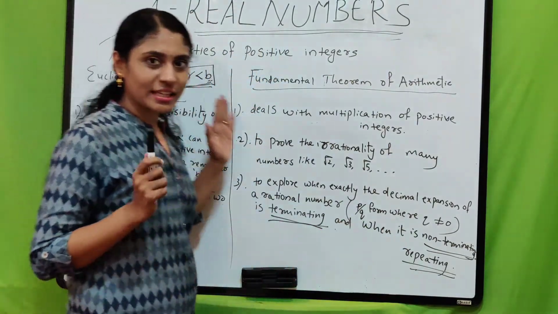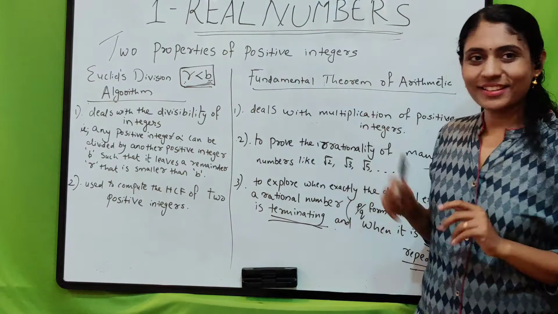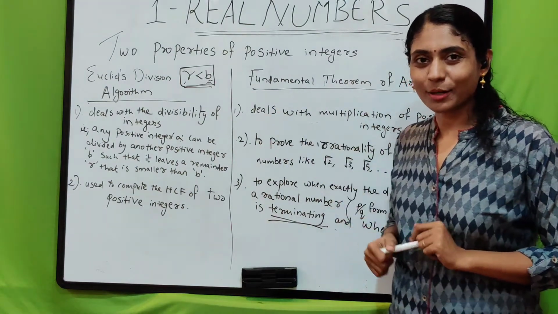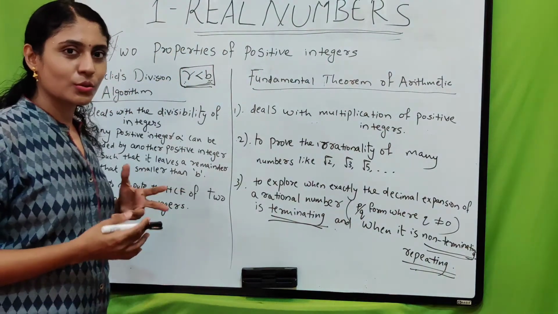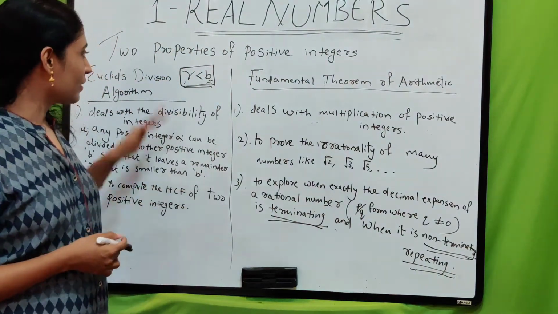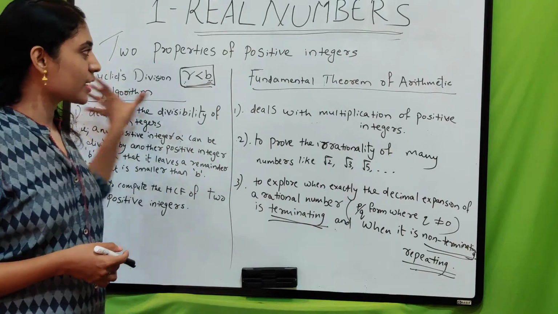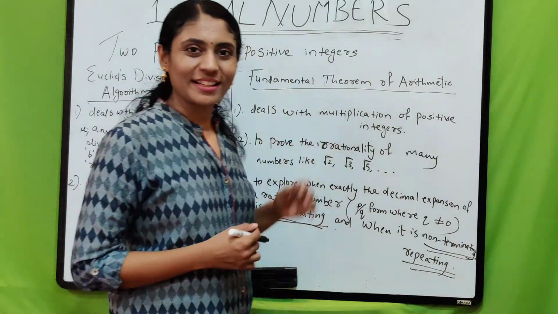Understood? So take these notes: Euclid's division algorithm and the fundamental theorem of arithmetic. It's very easy. Shall we go to the next one? Understood the difference between Euclid's division algorithm and the fundamental theorem of arithmetic?